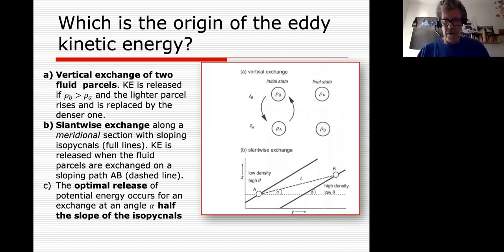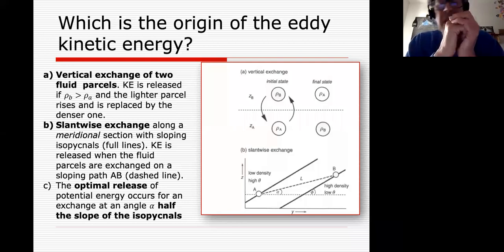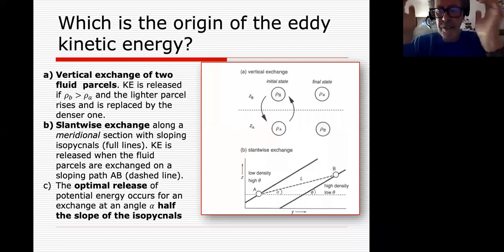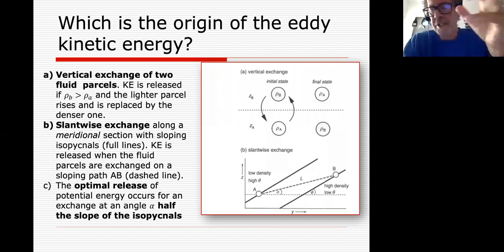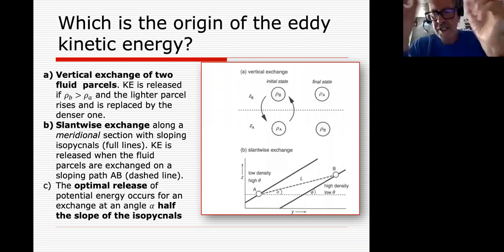displacement of water masses from one isopycnal to another, against the pressure gradient. Do some work, create potential energy that is released, and this potential energy release is eddy kinetic energy.